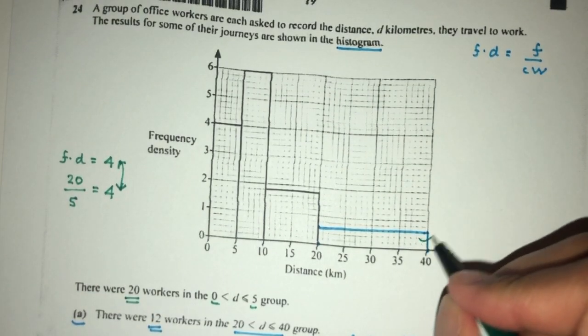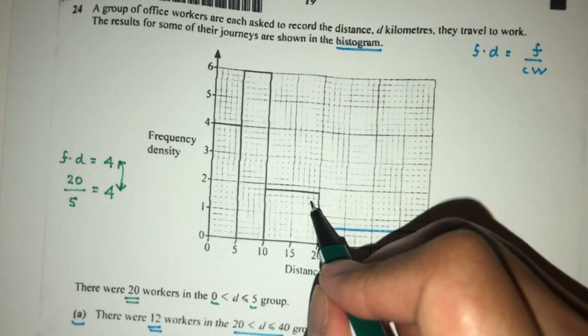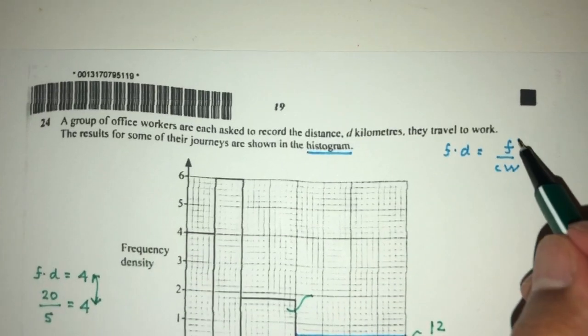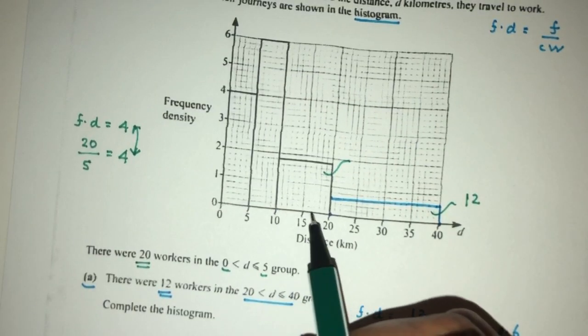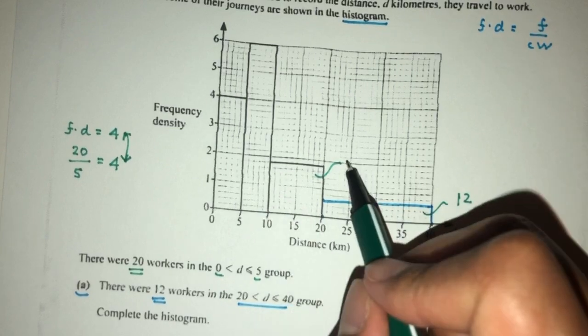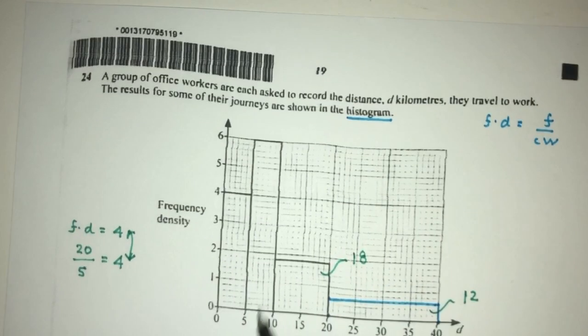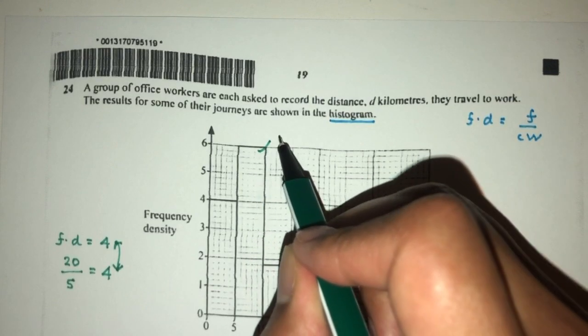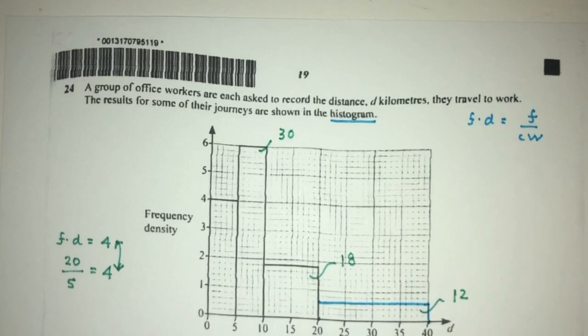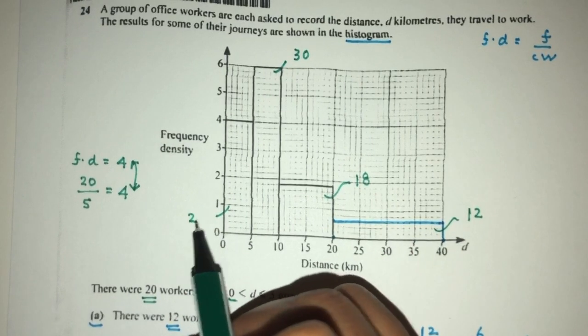This is 12. How much is this one? Pretty easy. Using your formula, frequency will be class width times height. That will be 10 for class width. Height will be 1.8. That should be 18. Now this one, class width is 5. Height is 6. That will be 5 times 6 should be 30. And this is 20 given to you by the question.